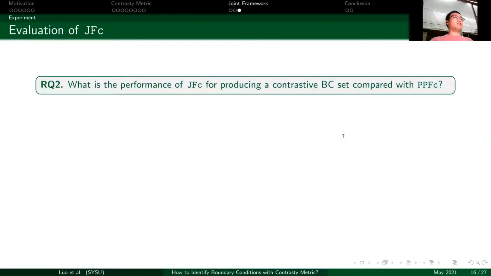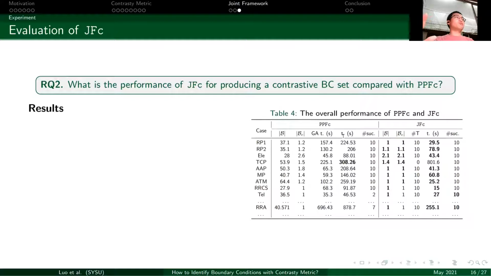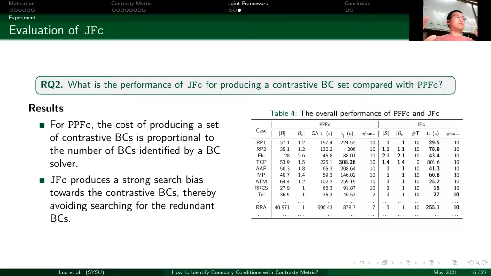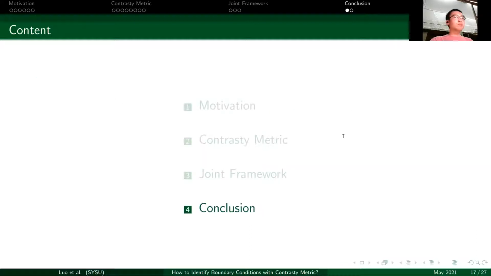Our second research question is: what is the performance of the JFC for producing a contrastive BC set compared with PPFC? Table 4 shows the overall performance of the PPFC and the JFC. The result is clear. If JFC meets the BC termination condition, the running time is significantly reduced by the JFC.